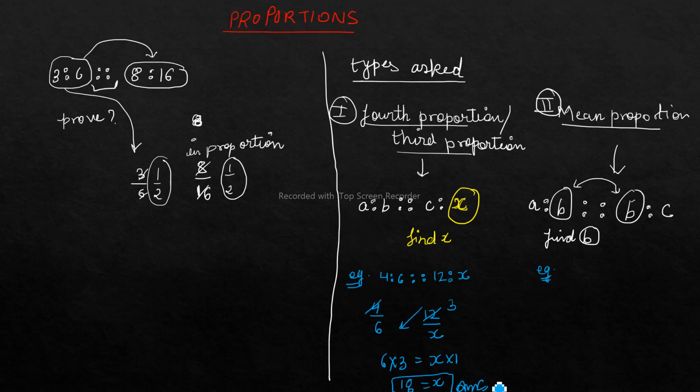I hope you understood. Now if I have to find the mean proportion, for example, of 2 ratio 4, no, do not write 4 here: 2 ratio x is in proportion to x ratio 8. You have to find the mean proportion. So you will write 2 by x is equal to x by 8.